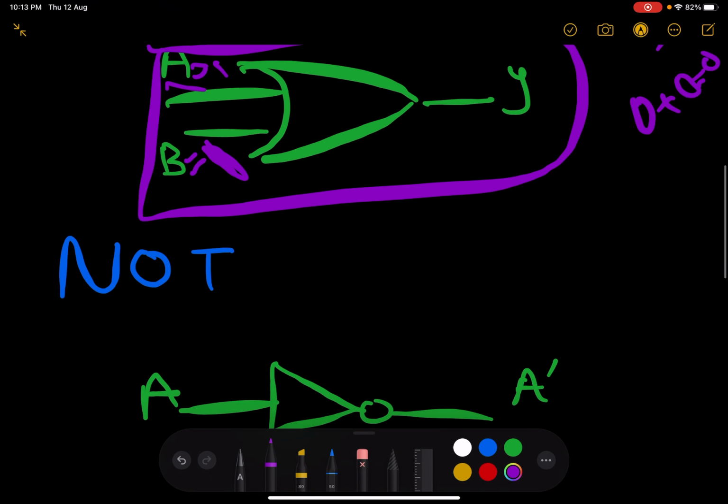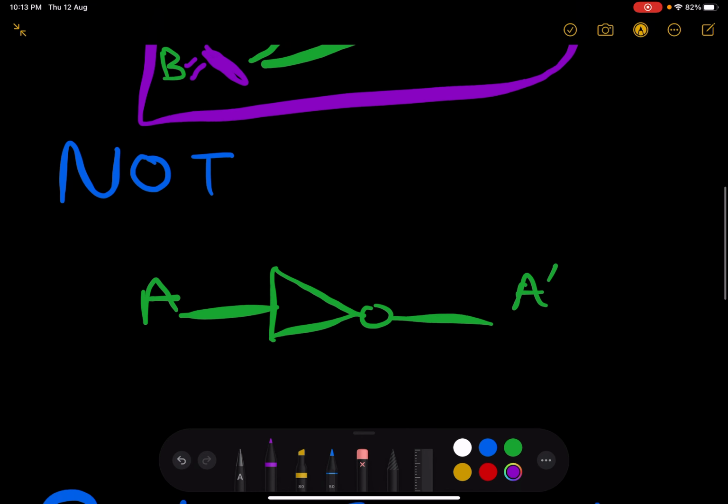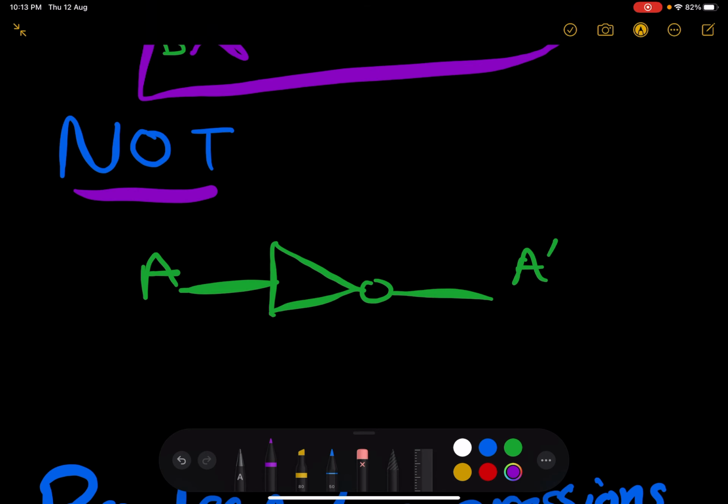Okay, and the third gate is the NOT gate, and this one always changes the value. If the value of the input was 1, the output will be 0. But if the value of the input was, for example, 0, you will get 1.